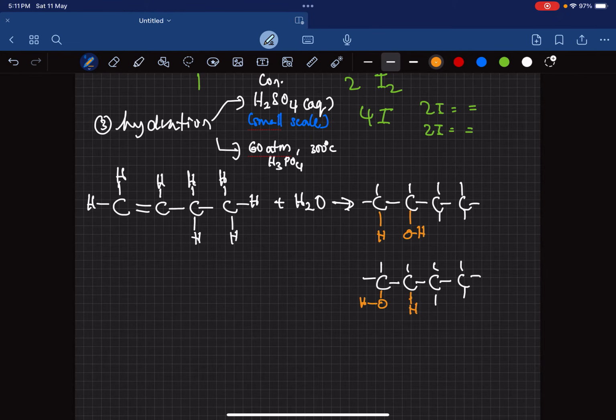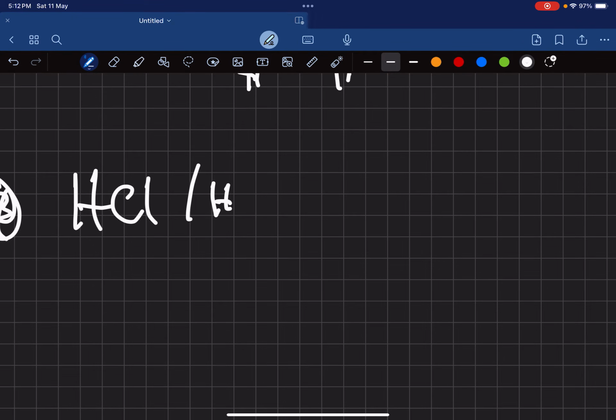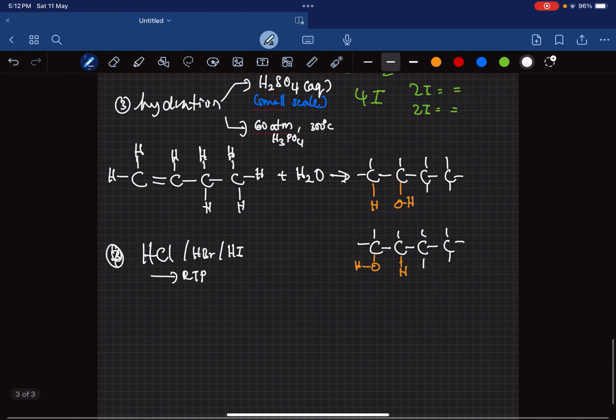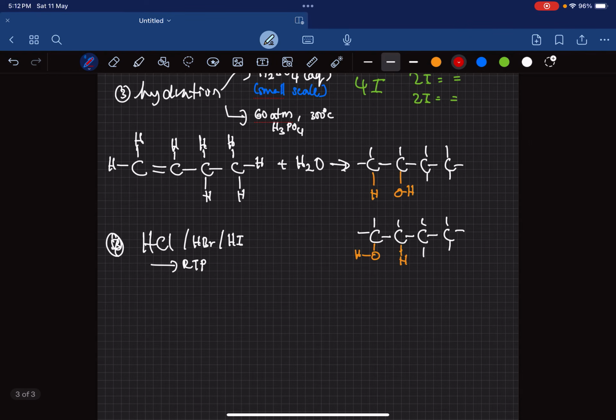And it's the same thing for another reaction exactly like this, where you add hydrogen chloride, or you add hydrogen bromide, or you add hydrogen iodide. These reactions are also done at room temperature and pressure. You will get the same kind of product. Your hydrogen can be on one side, which means that instead of hydroxide here, you can add a chlorine here, or a bromine here, or an iodine here. It can be this side or it could be this side. So please remember, there are possibilities.